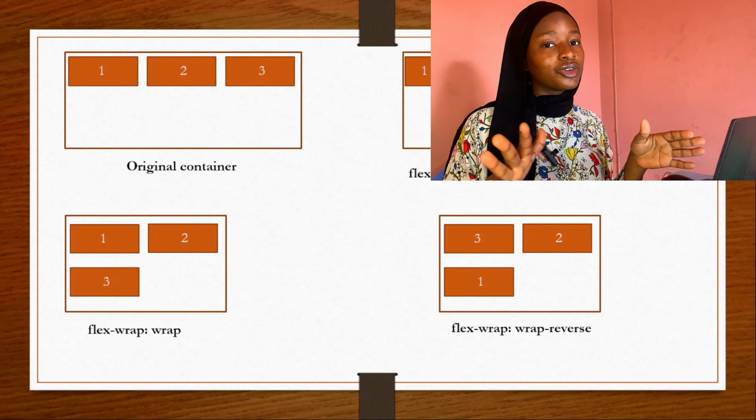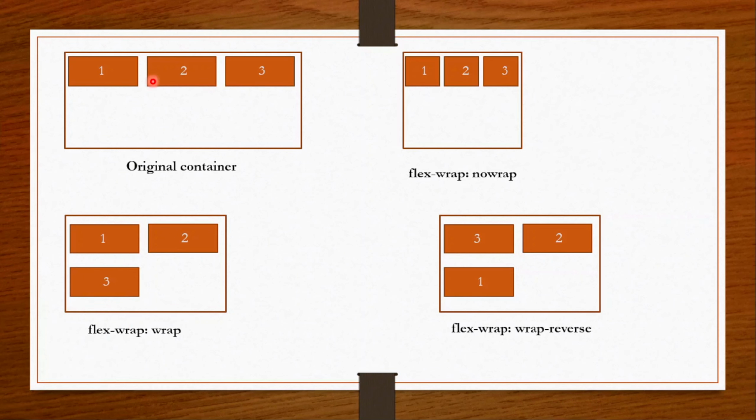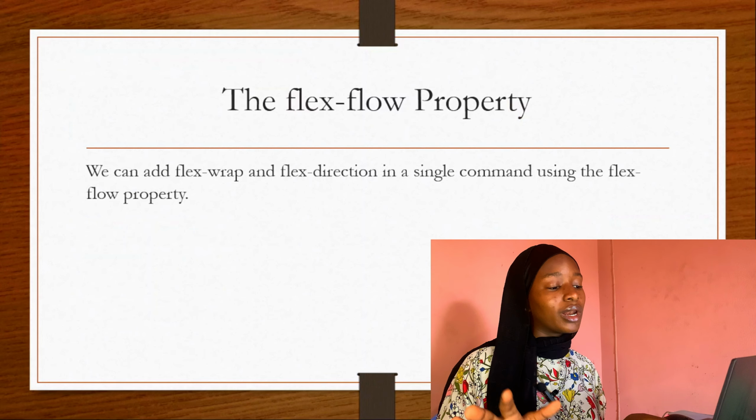So we have an illustration of how everything works. This is the original container with 3 items. If you give it a flex wrap of no wrap, it means no matter how small the container gets, it is not going to wrap. It is not going to go to the next line. So it will continue shrinking until it gets to a point that it cannot shrink anymore, and then it will overflow. So that is no wrap. And then we have wrap. This one will take it to a new line. Wrap reverse just changes the order of the items, just like row reverse, from ascending order to descending order. So that is all about flex wrap.